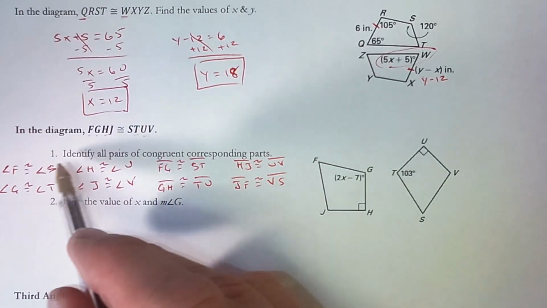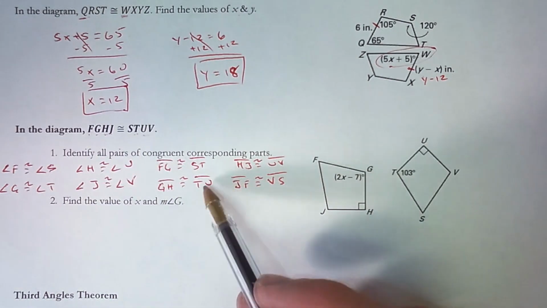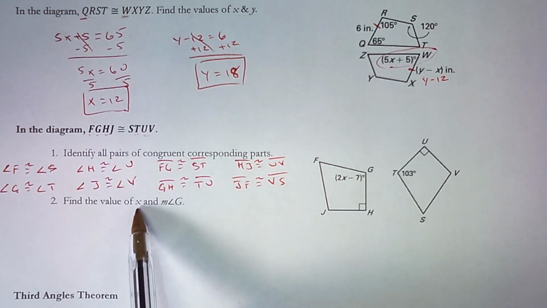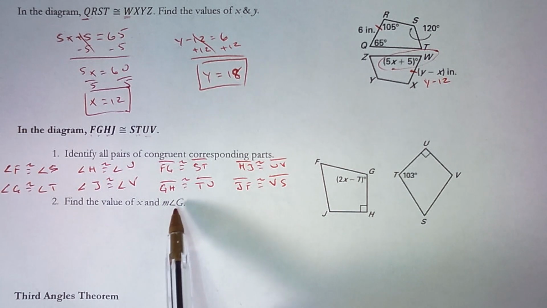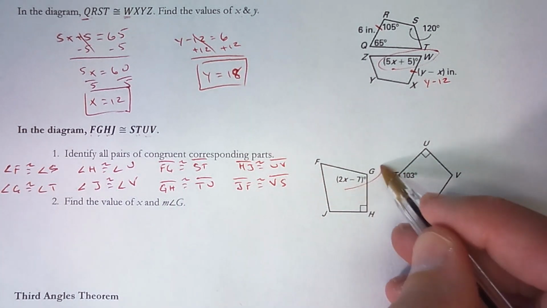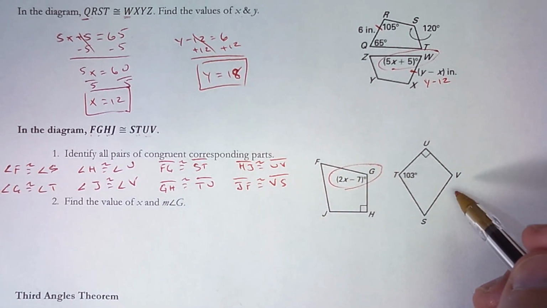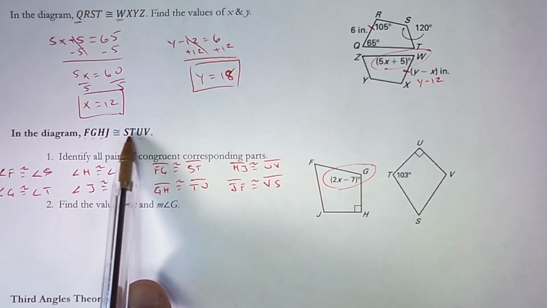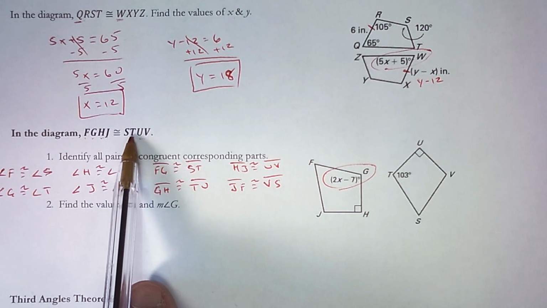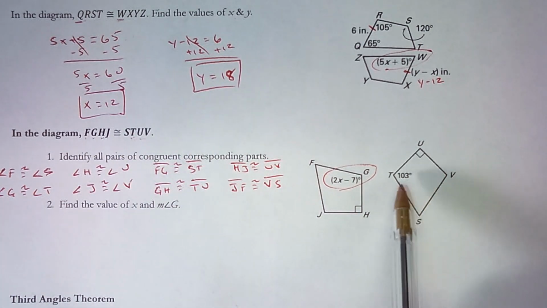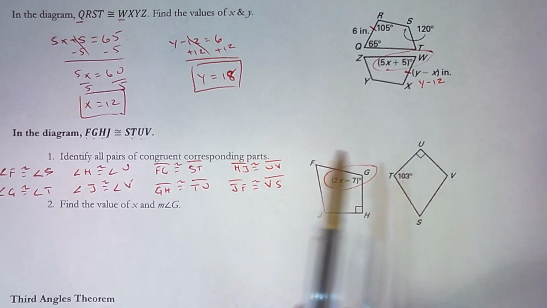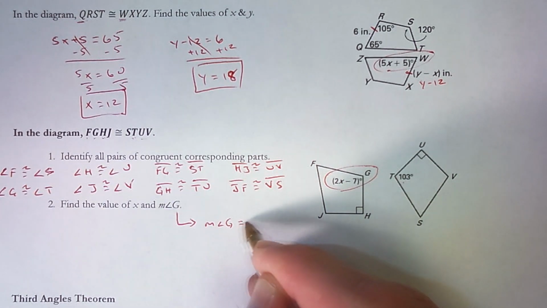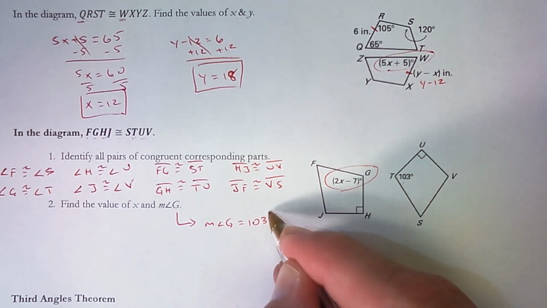Okay, so here are my four congruent sets of angles and my four congruent sets of sides. Now, find the value of X and the measure of angle G. So X here is actually on angle G. And according to this up here, angle G and angle T are corresponding. So that means G and T are the same. So G is 103, which actually gives me this answer right here. The measure of angle G is 103 degrees.